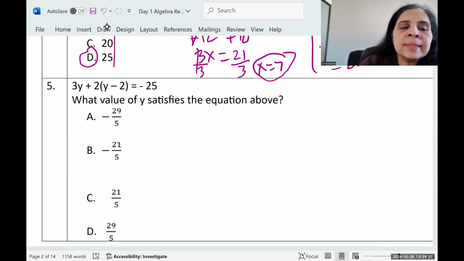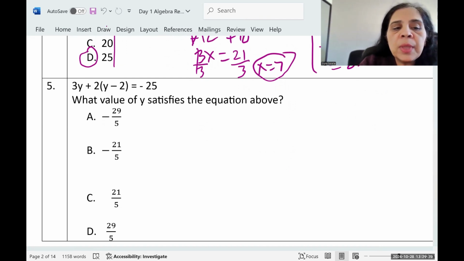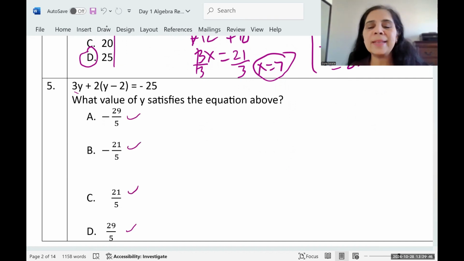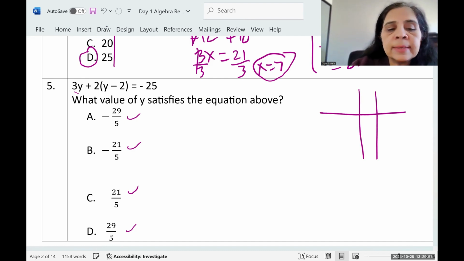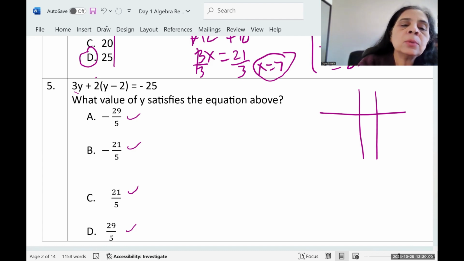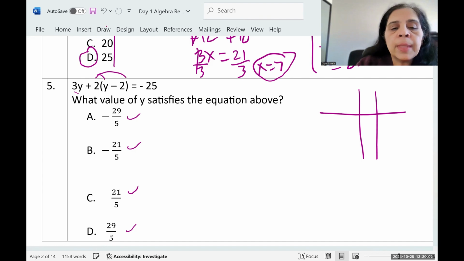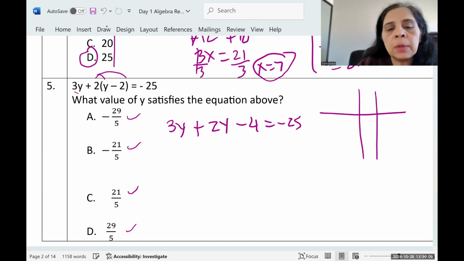All right. Let's see the next one, number 5. We have an equation. If you think this equation has fractions, most students just get nervous about fractions. You can just directly enter it in the calculator and wherever the graph crosses the x-axis, you will get your answer. But let me show you an easy way. Here we have 3y. We can use the distributive property: 2y minus 4 equals negative 25.